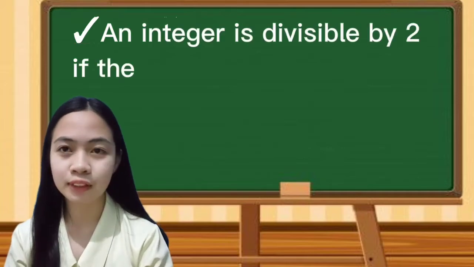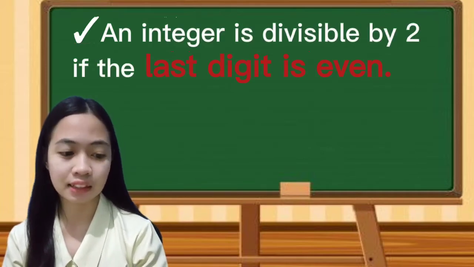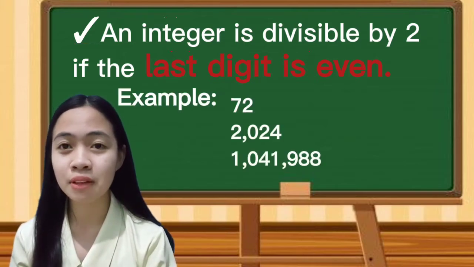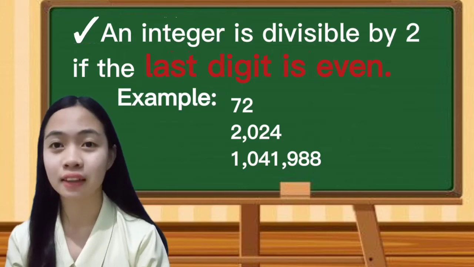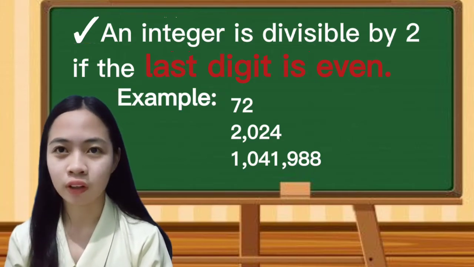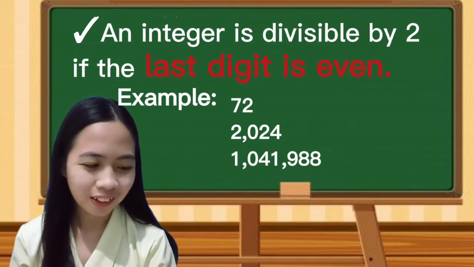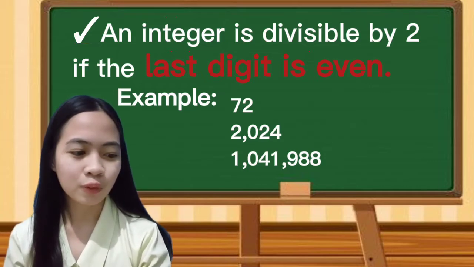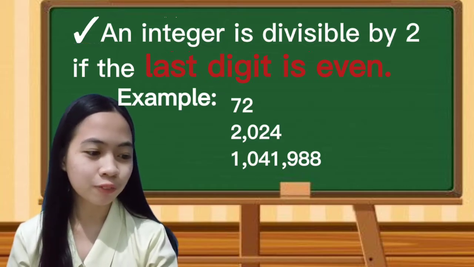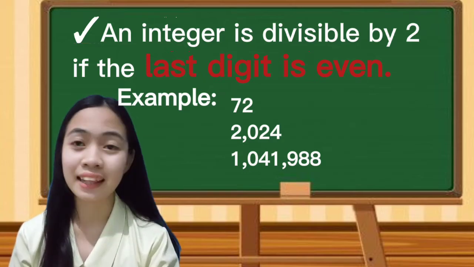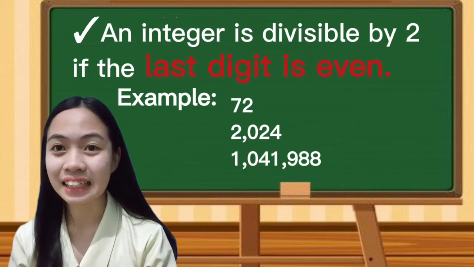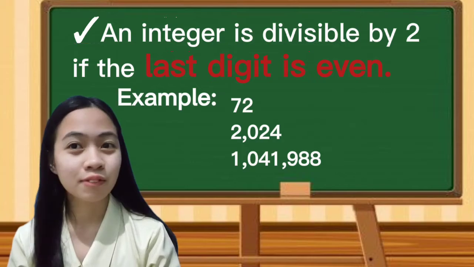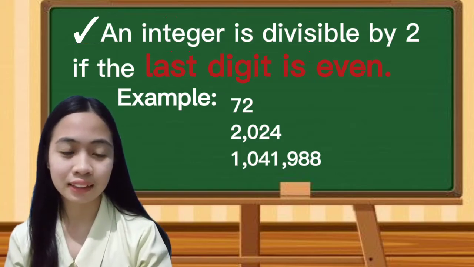An integer is divisible by 2 if the last digit is even. Let me give you an example. 72. The last digit of 72 is 2, and 2 is an even number. 2024. The last digit is 4, and 4 is an even number. Another one, 1,041,988. The last digit is 8. So, this one is divisible by 2 because the last digit is an even number.